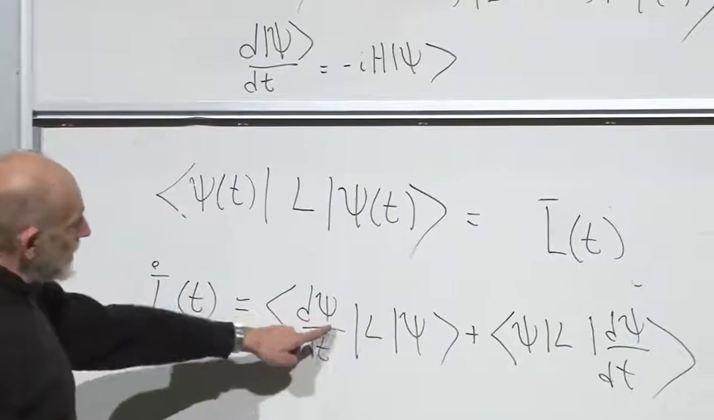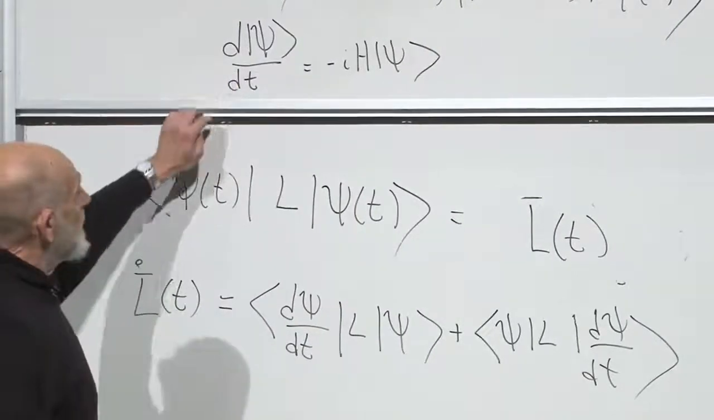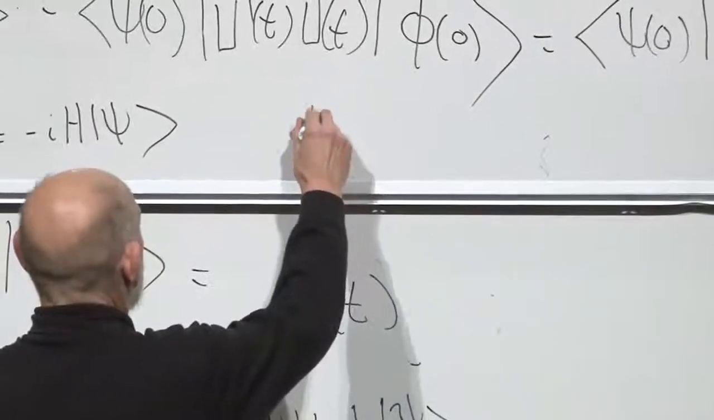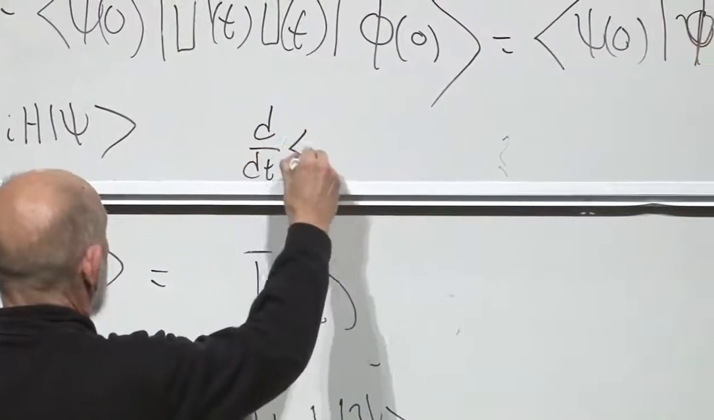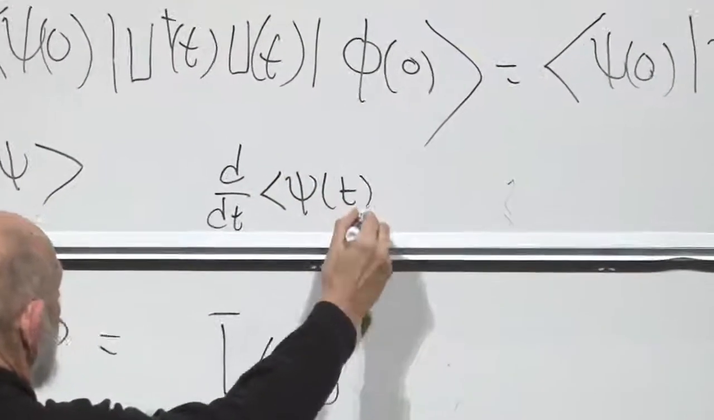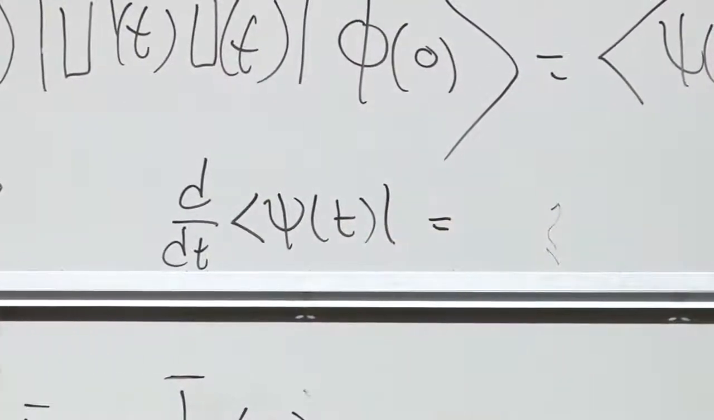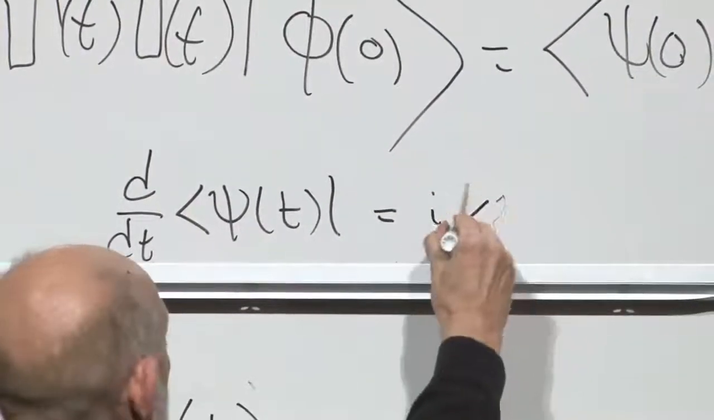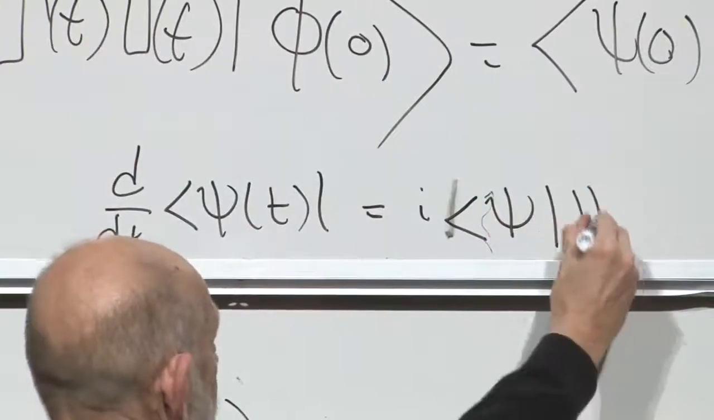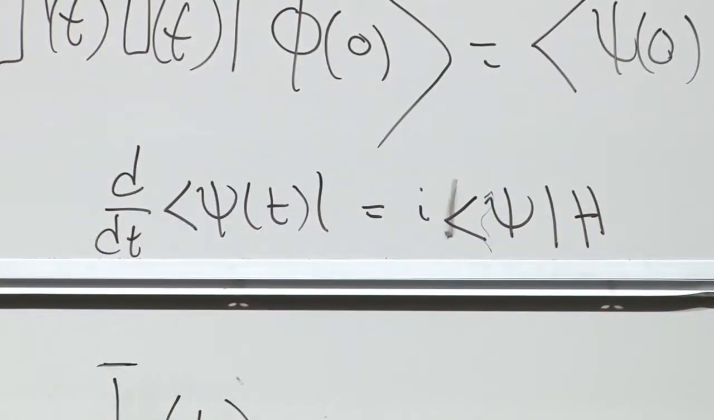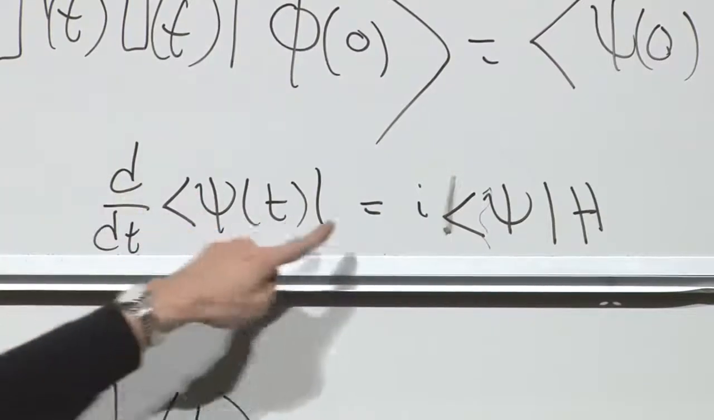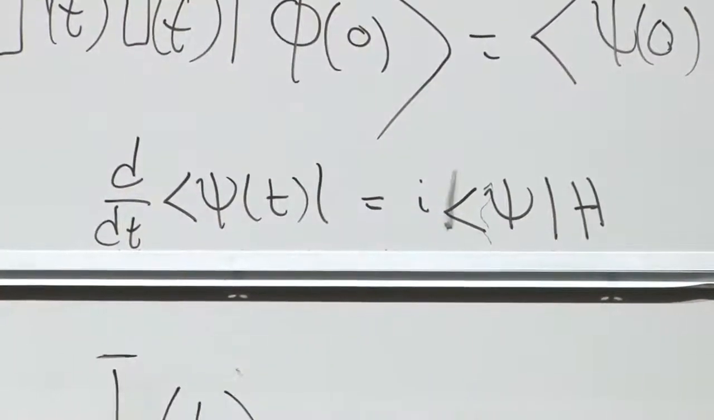All right. We're going to also need the bra version of this. So let's write the bra version of this. The bra version of it is d by dt of the bra vector psi of t is equal to plus i psi H. H is Hermitian, and so we don't have to Hermitian conjugate it. It is Hermitian, but we do have to change the sign of i when we go from bras to kets.